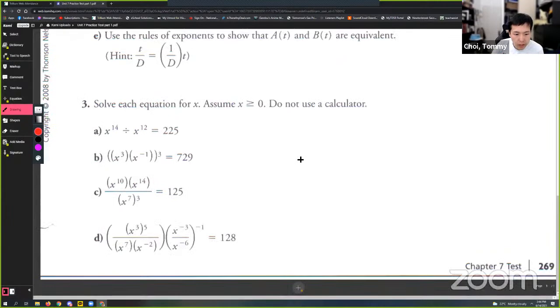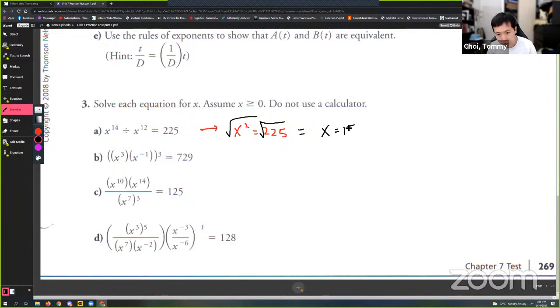All right. Any questions on question 3, solving each equation for x? This did require a scientific calculator if you had trouble with it. For example, here, x to the 14 divided by x to the 12 gives us x squared is equal to 225. How do you get rid of a square? You square root both sides. When you square root 225, we get x is equal to 15.